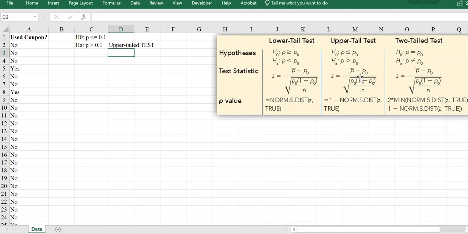So we need P bar and P0. P0 would be the hypothetical value for the proportion, and that would be 10%. For P bar, we need to find the number of people who said yes to the coupon, who used the coupon, and then the standard error, and that's it. We can go ahead and find the test statistic and the upper tail p-value, and then make the conclusion, right? So I'm going to first set the level of significance, which was 5%.